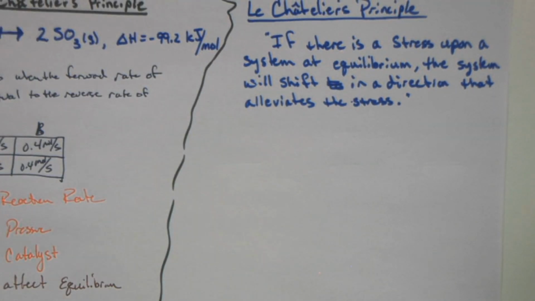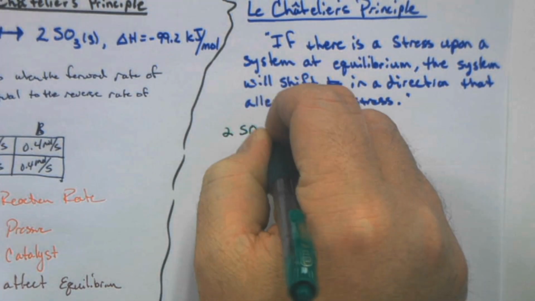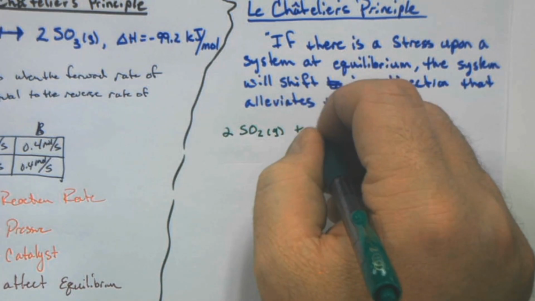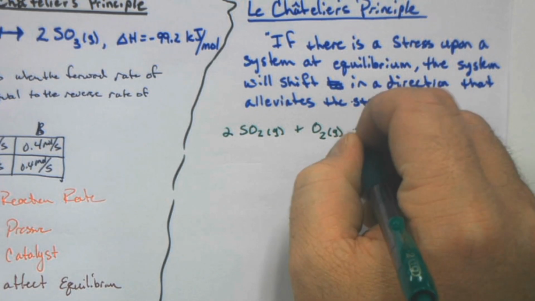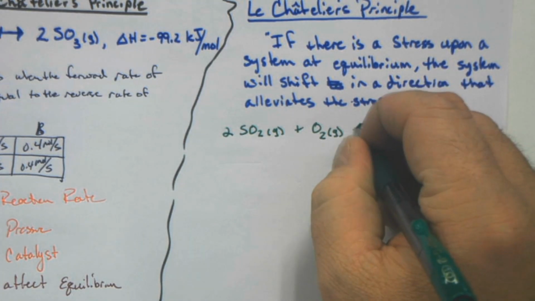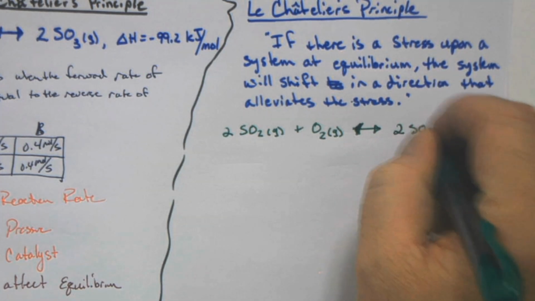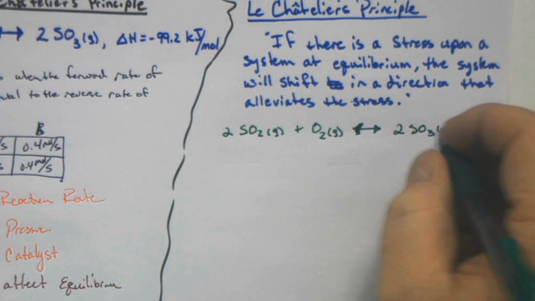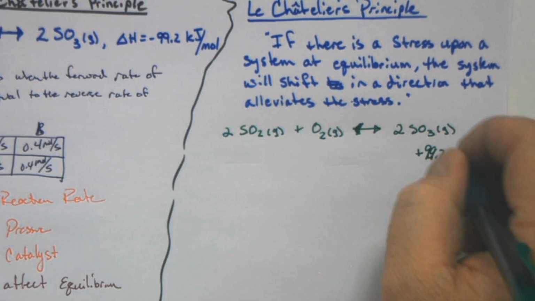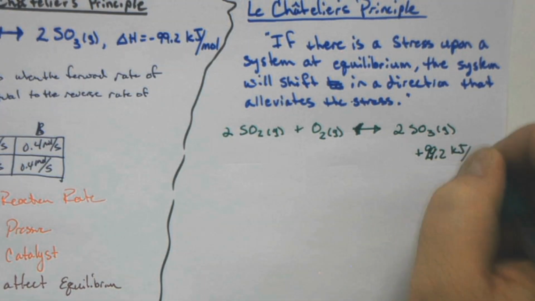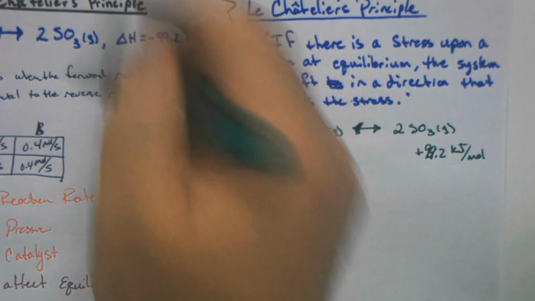We're going to rewrite our equation here. We have our 2 SO2 gas plus O2 gas makes 2 SO3 gas plus 99.2 kilojoules per mole. Now, I want you to think about this. This is an exothermic reaction. We've already determined this. So this is exo.